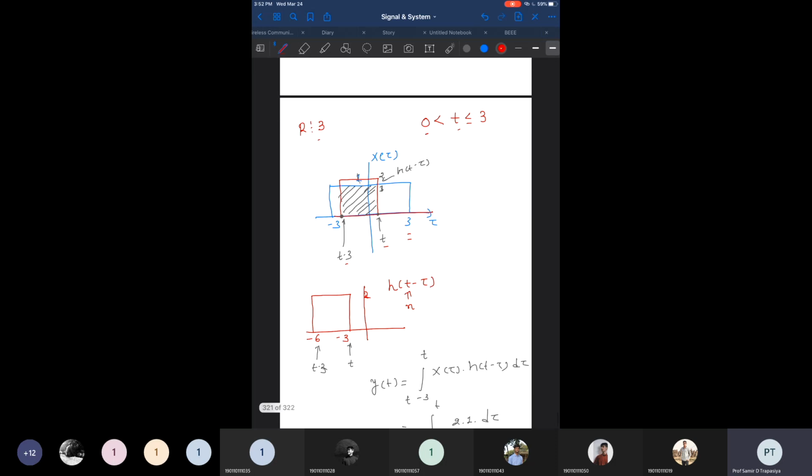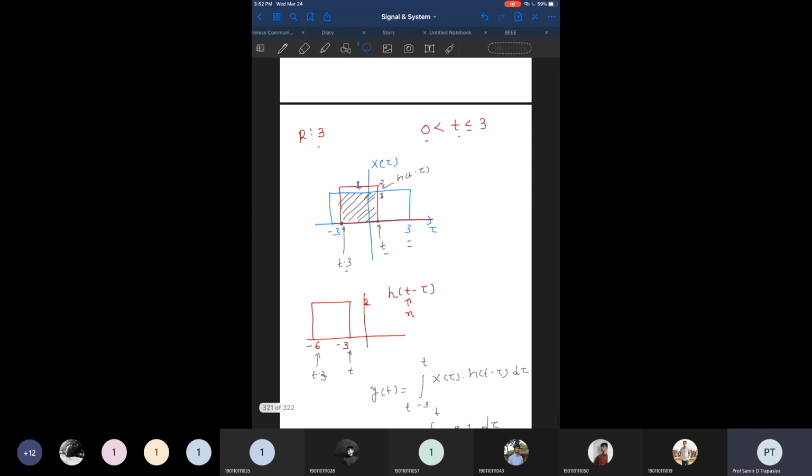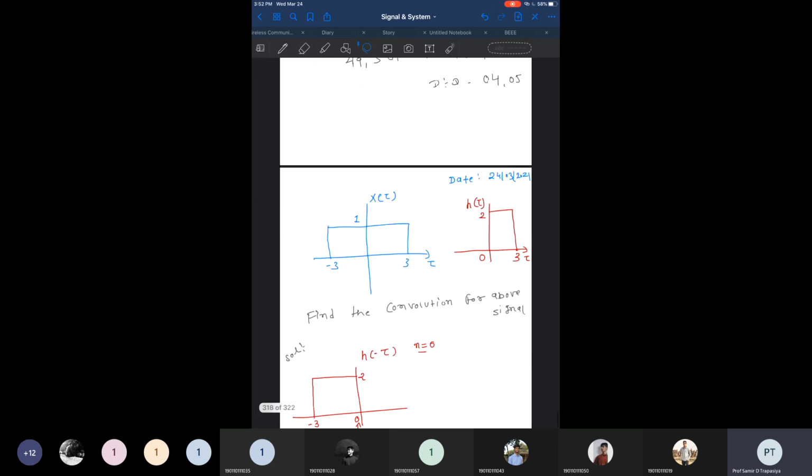Now consider the second portion of this one. Then we again take these two signals so you can have a better idea.